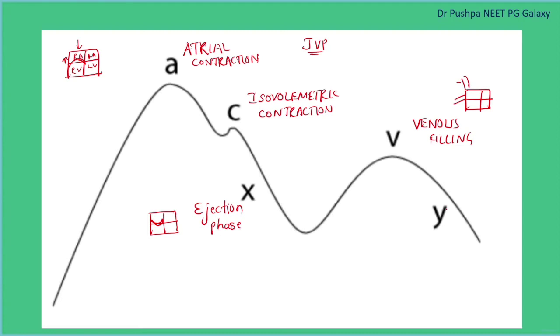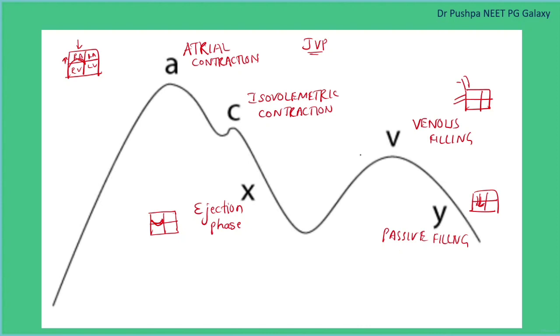Next one is Y descent. This is because of passive filling of the right ventricle. So these are the chambers. There is passive filling of the right ventricle, which causes a decrease in right atrial pressure. There is blood flow like this from the right atrium to the right ventricle. So there is a decrease in right atrial pressure, which causes Y descent.